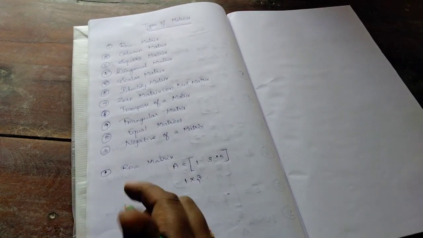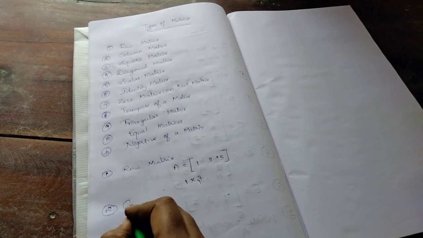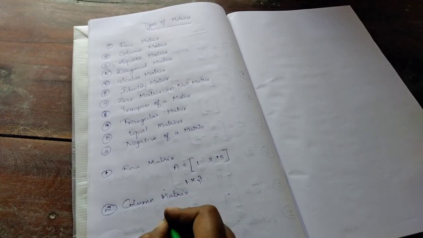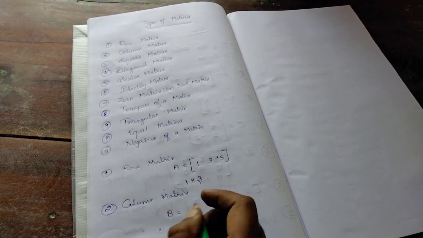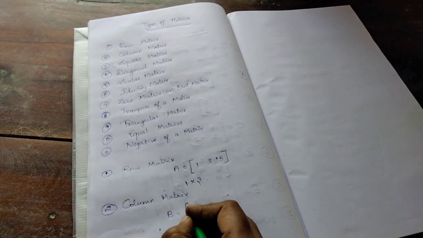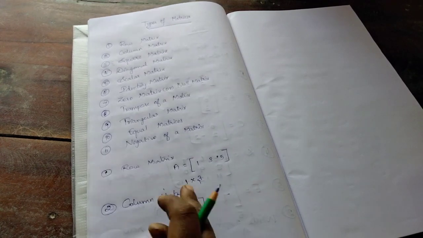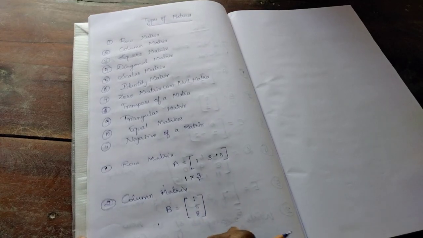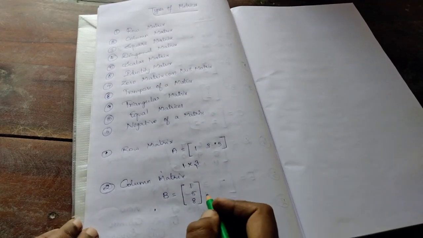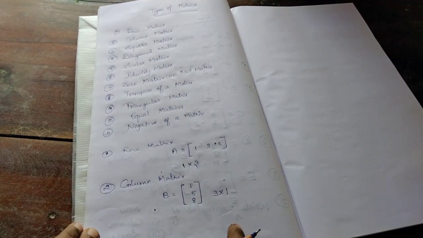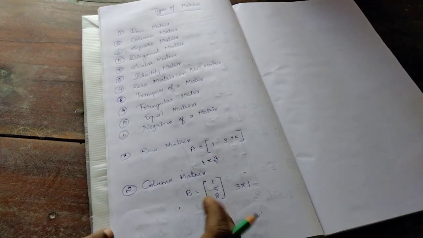So the second one, column matrix. Column matrix means it contains only one column. It may contain more rows. So B is equal to only one column. So first column alone: 1, 5, 8. It contains only one column and more rows. So what is the order of this? How many rows? It has 3 rows and 1 column. So this is the example for column matrix. Got it, students? Okay, then square matrix.